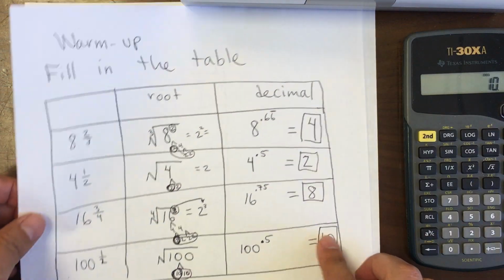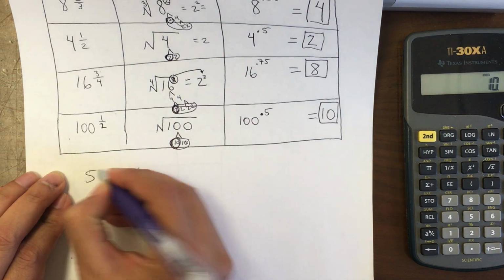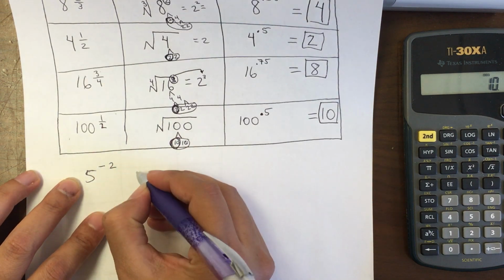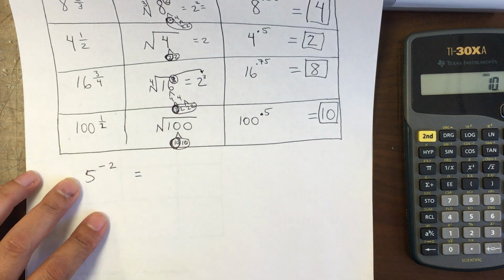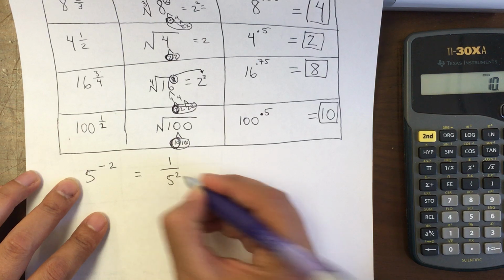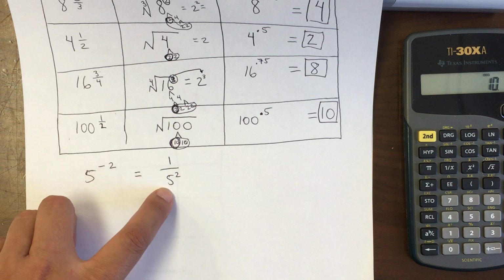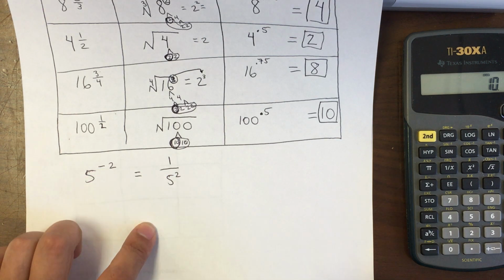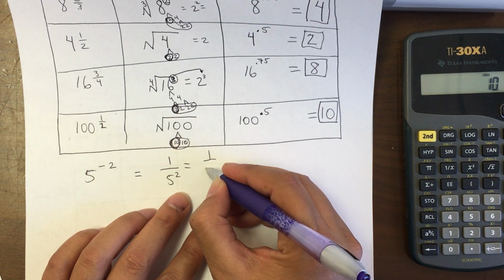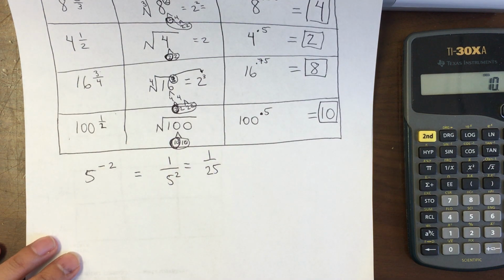Okay, before we move on, let's do something here near the warm-up. What would be 5 to the negative second power? If we were to write it with positive exponents only, we're going to put it as 1 over 5 to the second power. Remember, anything to the negative power, you just move to the denominator to make the exponent positive. And if we simplify that, it will be 1 over 5 times 5, which is 25. So that will be in fraction form.